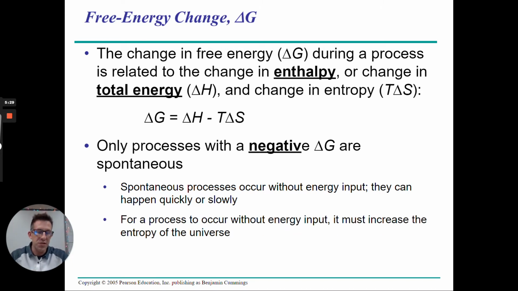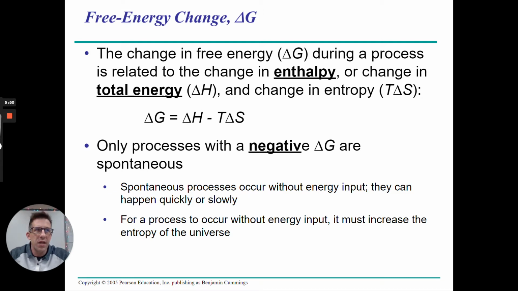So for a process to occur without energy input, it must increase the entropy of the universe. Think about what hydrogen peroxide is, H2O2. It would break down into water and, what's the other thing? Water and oxygen.